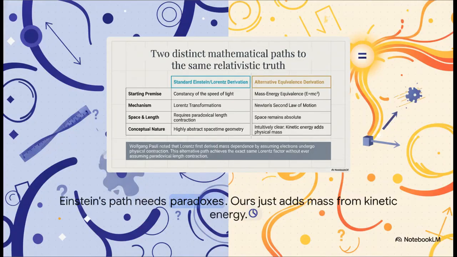And this chart just lays it all out beautifully. You've got the standard path from Einstein and Lorentz on one side. It starts by assuming the speed of light is constant, which leads to complicated math and really weird paradoxical ideas like length contraction, shrinking rulers. But the alternative path we're taking starts with a simple physical principle, mass-energy equivalence. It uses Newton's second law. And get this, it completely avoids all those paradoxes. It's just so much more direct.